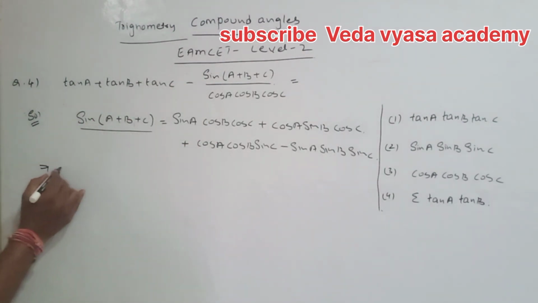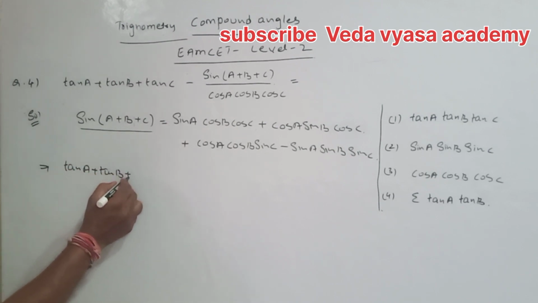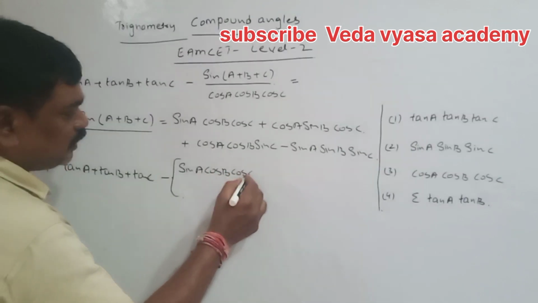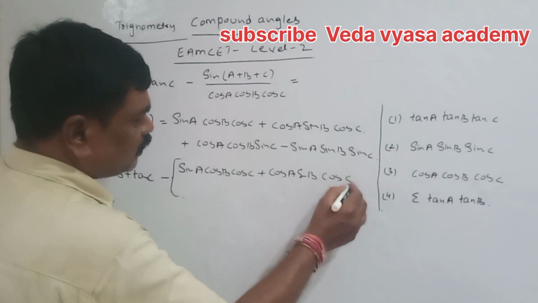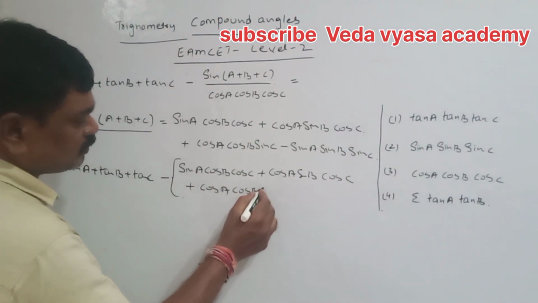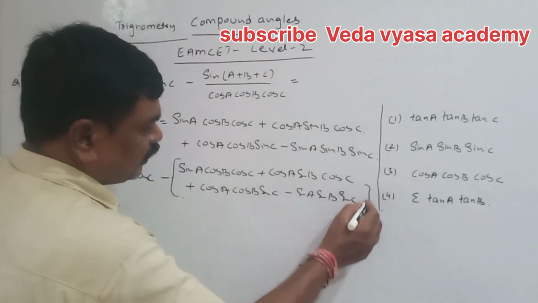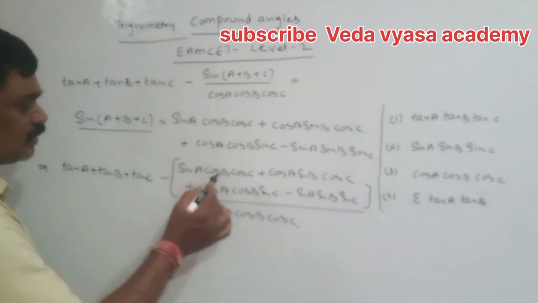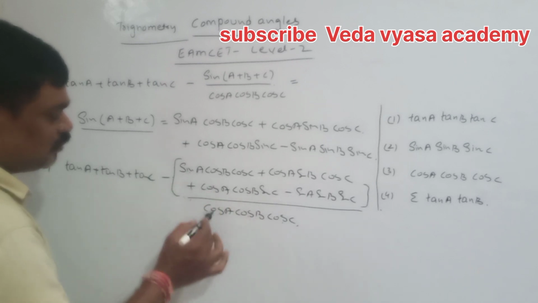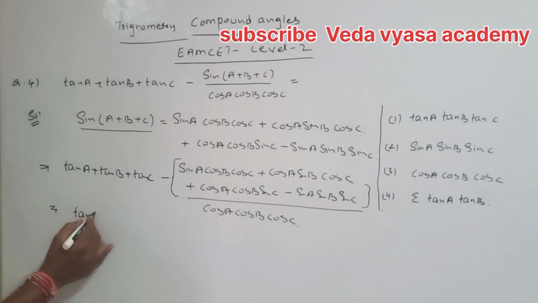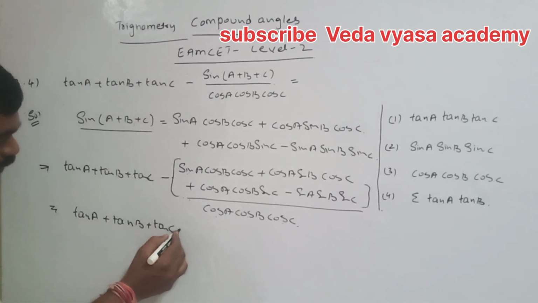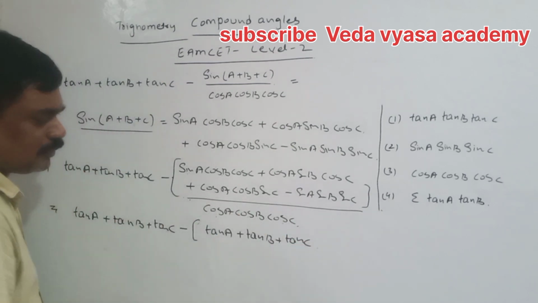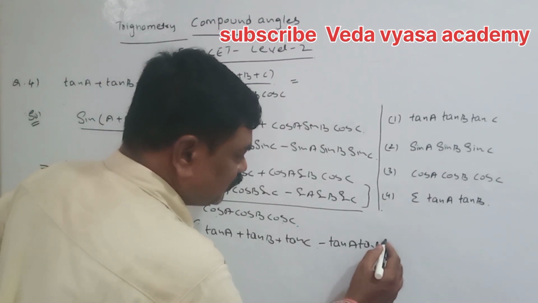By applying this one, what we will have? This is tan A plus tan B plus tan C minus of numerator will be sin A cos B cos C plus cos A sin B cos C plus cos A cos B sin C minus sin A sin B sin C. Denominator, that is cos A cos B cos C. Here you observe, sin A cos B cos C, here cos B cos C, sin A by cos A is tan A. So we have tan A plus tan B plus tan C minus of this is tan A plus tan B plus tan C minus tan A tan B tan C.